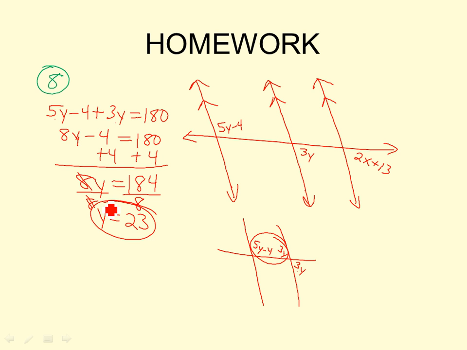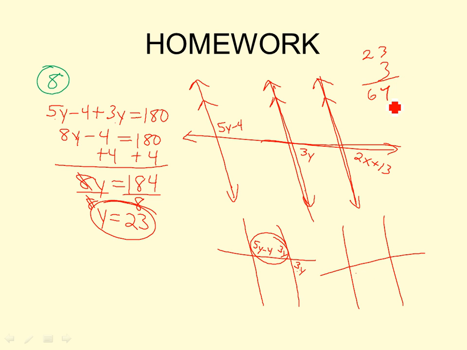Once you know y is 23, if I come over here and split off these two, this parallel line, I use this as my transversal. This angle right here is 3y. Well, 3 times 23 is 69, so I know that angle is 69. And this angle out here is 2x plus 13. Well, remember, if you trace them, they form an F. Those are corresponding angles, and corresponding angles have to be congruent.